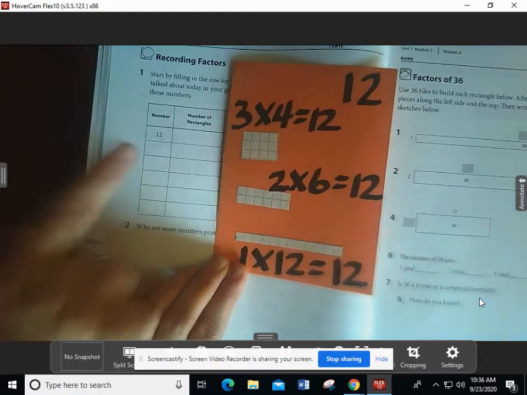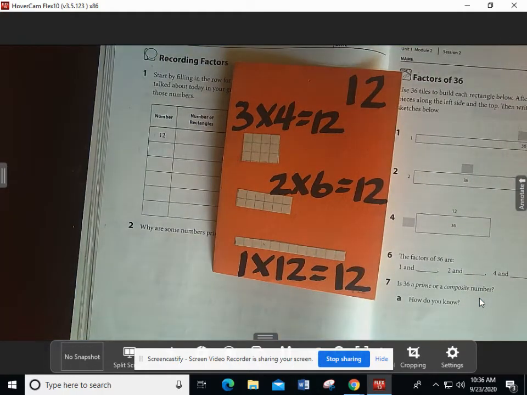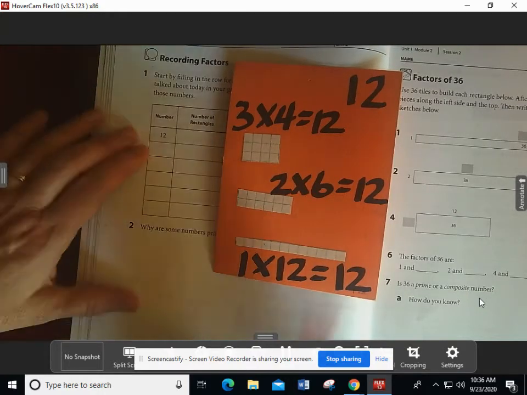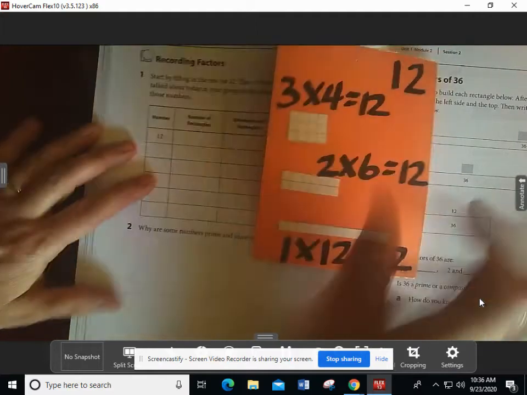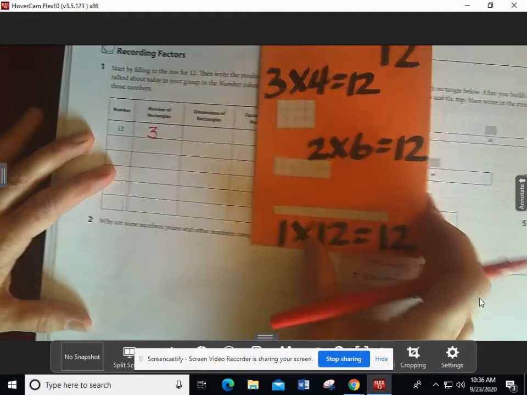So when we look at these, we can see how many rectangles. Raise your hand, someone. Tell me how many rectangles we have. Jacob. Adrian. 3. 1, 2, 3. So fill that in. Yes.